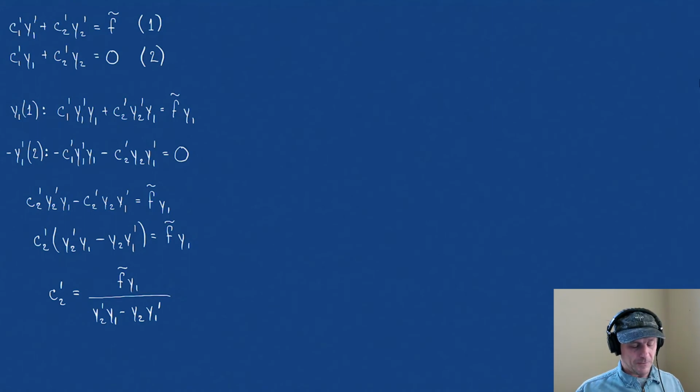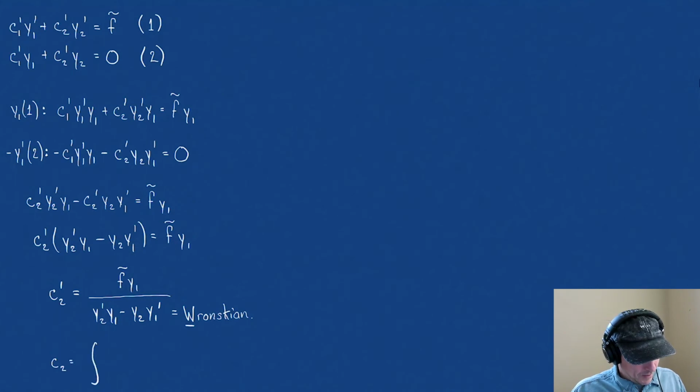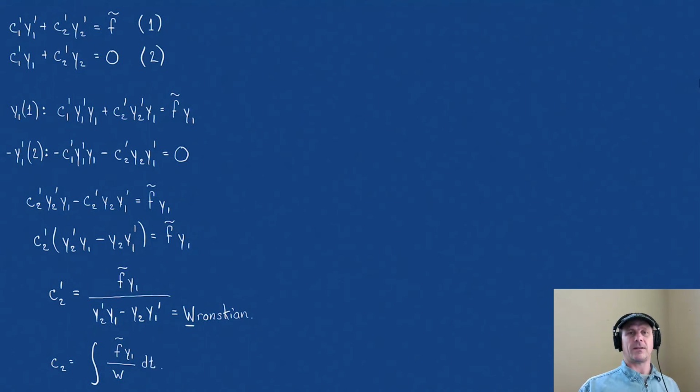But I'm going to call it W, and the W is for a name. This whole denominator is called W, and it stands for what's called the Wronskian. So I'll underline it, W-R-O-N-S-K-I-A-N, Wronskian. From now on, when I get tired of it, I'll probably just write W. But now we can find C2, because C2 is very simply the integral of f tilde y1 over W dt. There we got it. There's C2.